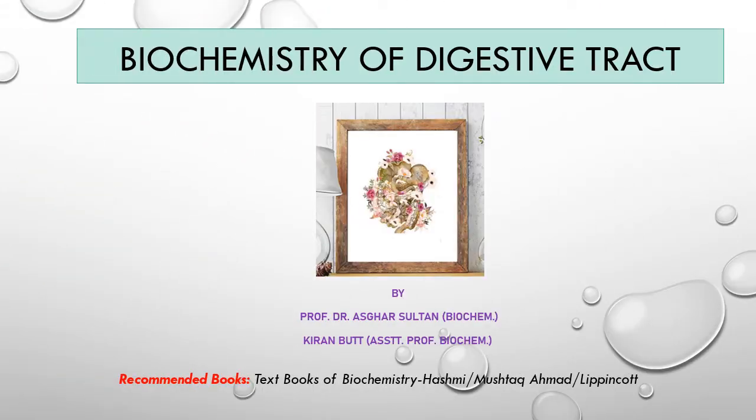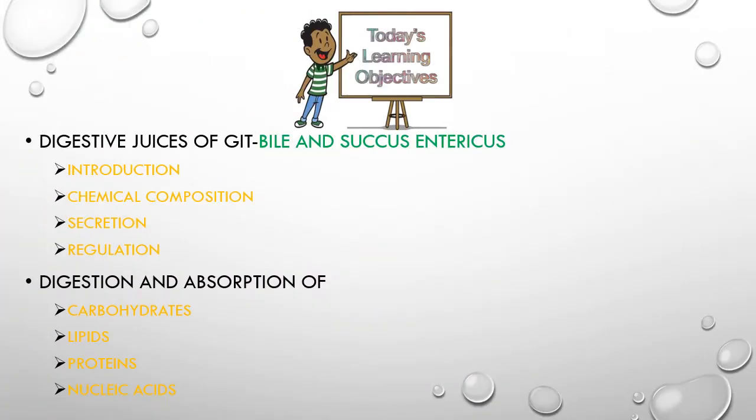Dear students, in the last lecture, we studied three important digestive juices, that is saliva, gastric juice, and pancreatic juice. In today's lecture, we will study first the chemical composition, secretion, and regulation of bile and succus entericus. Succus entericus is also called intestinal juice. And then we'll focus on digestion and absorption of carbohydrates, lipids, proteins, and nucleic acids.